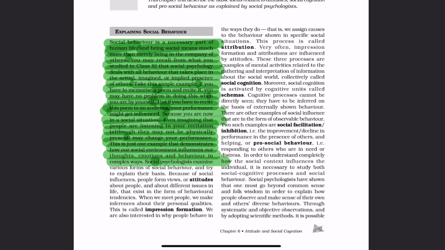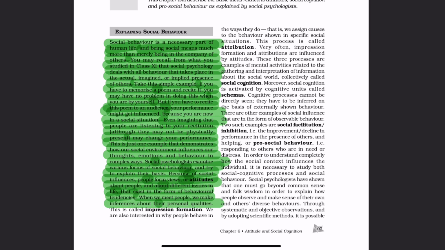Social psychologists examine various forms of social behavior and try to explain their basis. Because of social influences, people form views and attitudes about people and about different issues in life that exist in the form of behavioral tendencies, right? When we meet people, we make inferences about their personal qualities. When you meet your teacher or your friends for the first time, you create an impression, even if you have not spoken to them. You will think that this person will be like that, or he or she may behave like that.